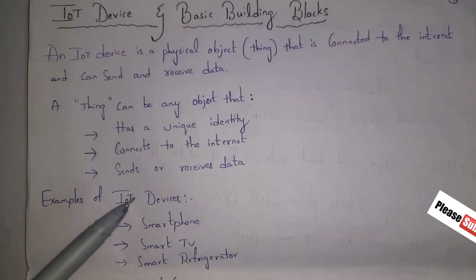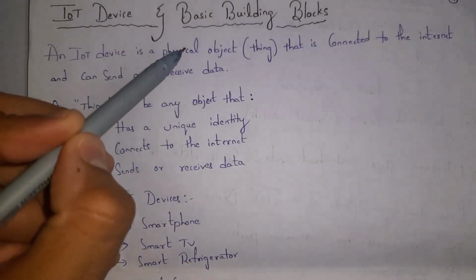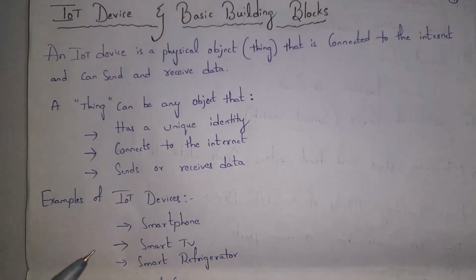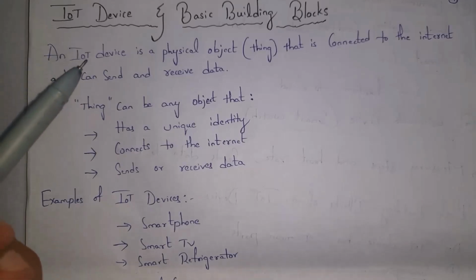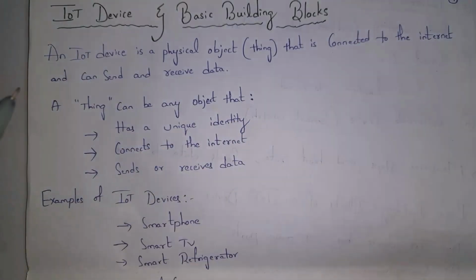Let's get started. IoT device is nothing but a physical object. For example, if you consider smartphone, smart TV, refrigerator, smart fans, smart ACs and smart computers, all these are examples of physical objects. So we call those physical objects as things. So an IoT device is a physical object that is connected to internet and can send and receive data.